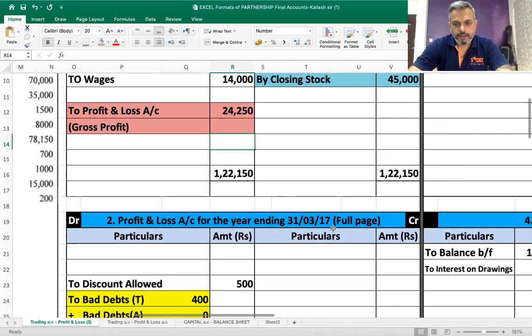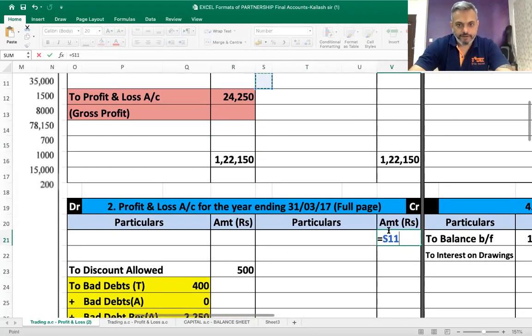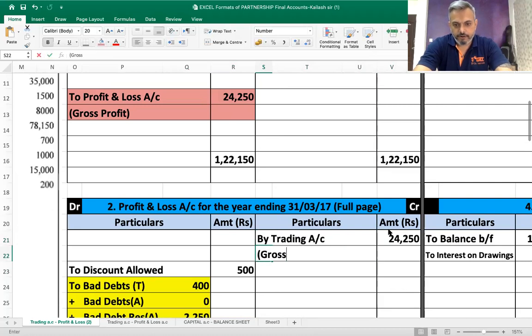ये हमारा ग्रॉस प्रॉफिट है. So it will be transferred to profit and loss account. So here we write by trading account. In the bracket you write gross profit. Now this is the reason why we have to leave two lines blank.